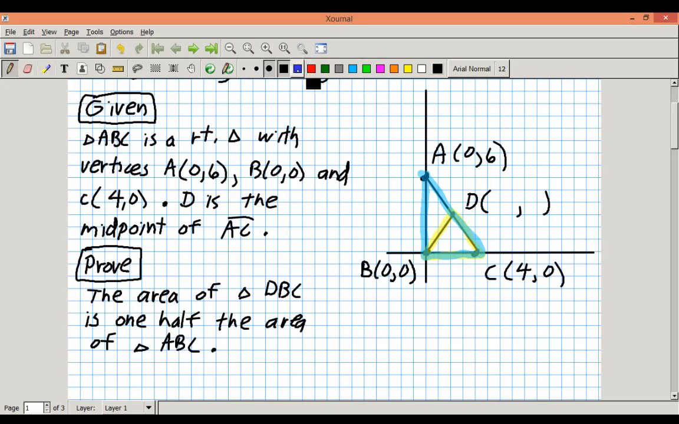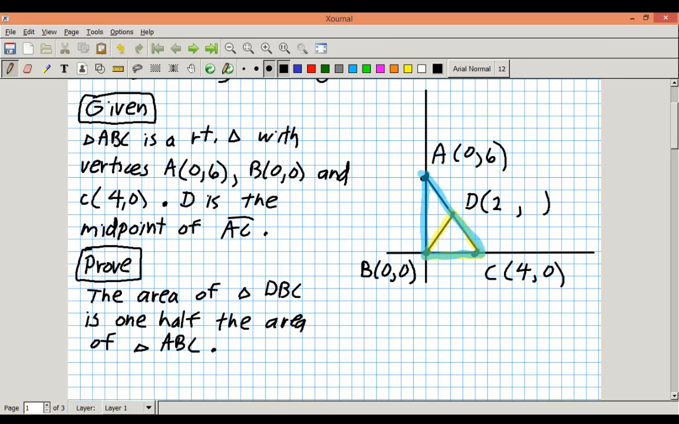The first thing we want to do, though, is use that part of the given where they say that point D is the midpoint of segment AC. So remember, the midpoint formula is when you take the midpoint of a line segment and you find its coordinates by averaging the x coordinates of the endpoints and the y coordinates of the endpoints. So if we look at points A and C and add those x's up and divide by 2, we get 0 plus 4 is 4, divided by 2 is 2. So the x coordinate of point D, the midpoint, is 2.